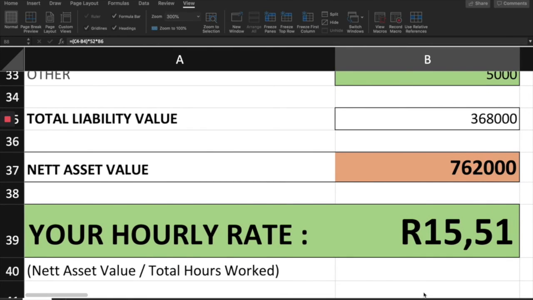Now your hourly rate might be positive or it might be negative, but this is the rate at which you are moving forward financially by the hour. And the big question is, what you're currently busy with, or what you're currently working at, is it going to give you any chance of financial freedom?